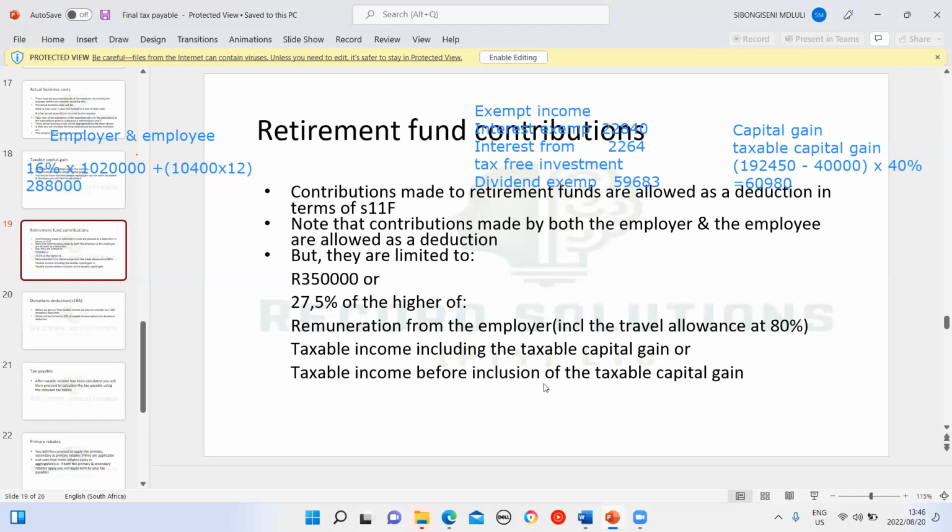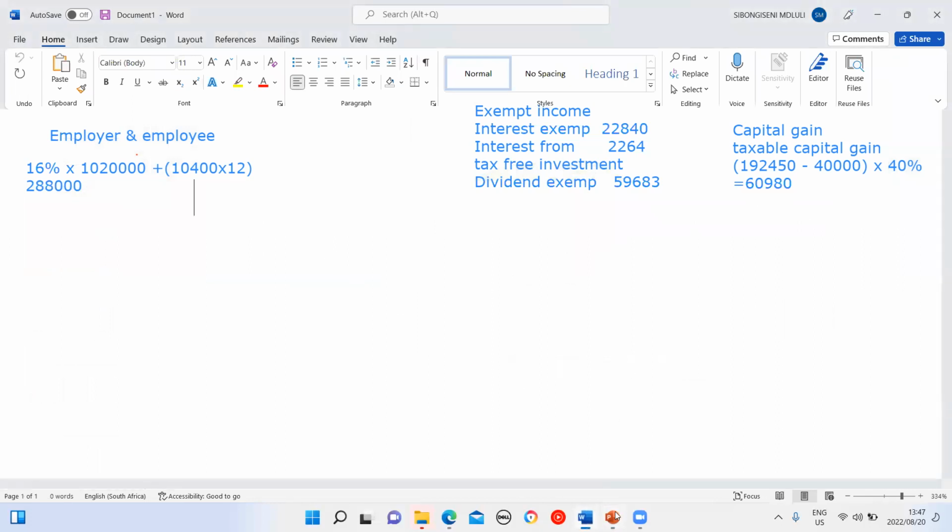I've done this question, I understand this question. So it was the lesser of the three, so the full amount was deductible. You can confirm it on the solution. I'm sure you have the solution on Blackboard or something. It was 288,000. So that was going to be deducted for section 11F purposes.